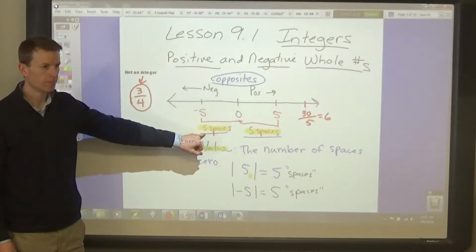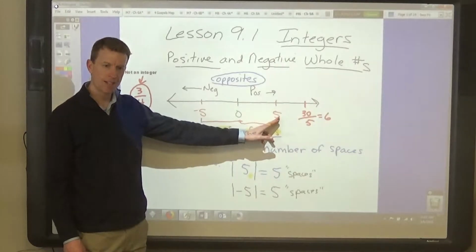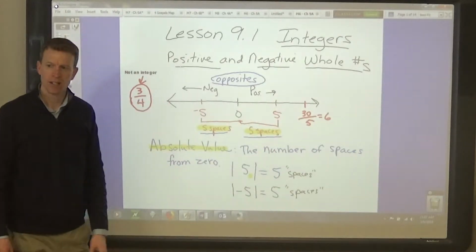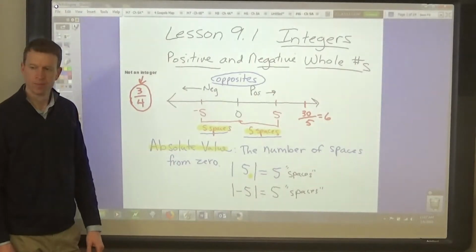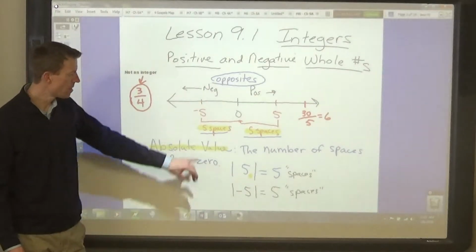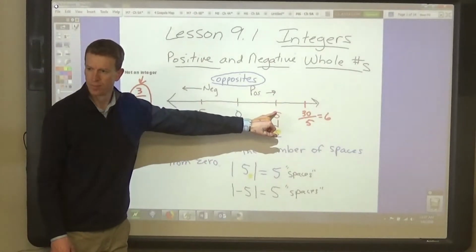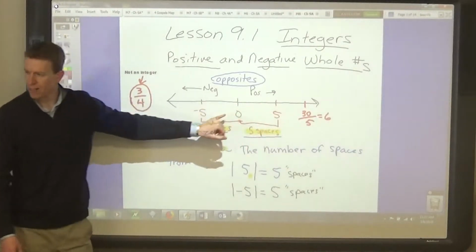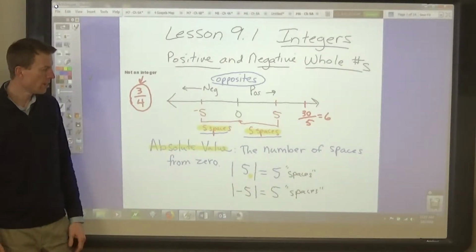Okay? The absolute value of positive 5 on the number line is also 5. So they have the same absolute value, don't they? 5 and -5 have the same absolute value. They're both 5 spaces away from 0 on a number line.